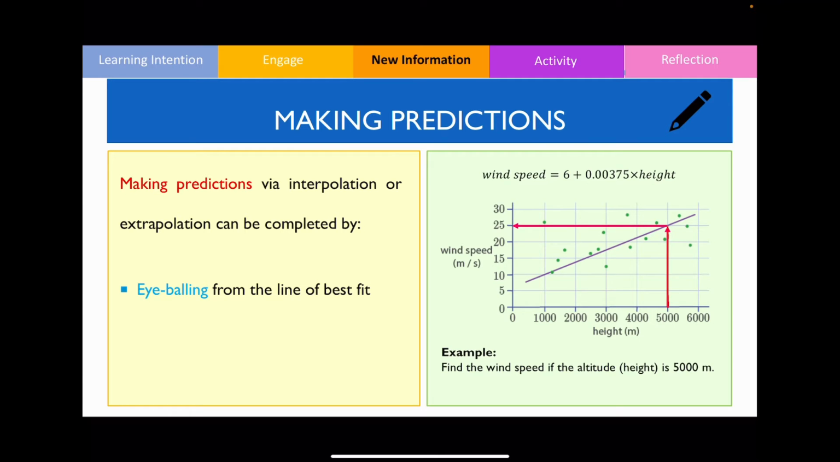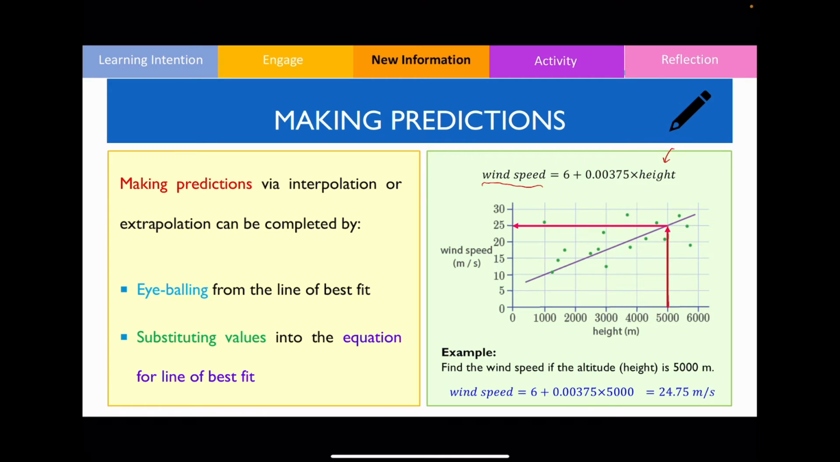Another way that we could predict values is by using the equation of a line of best fit. In using this method, we substitute the values and then solve for what that value is going to be. So in this example, since we're trying to find out the wind speed, we could substitute the height being 5,000 into the equation. And if you do this, your answer is going to be equal to 24.75 meters per second.